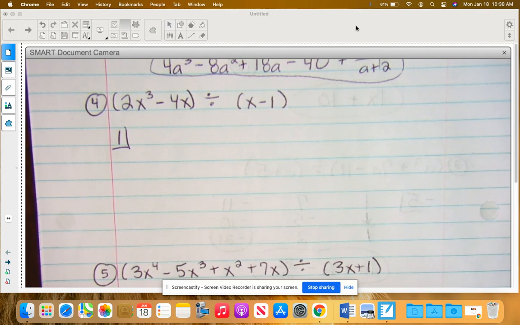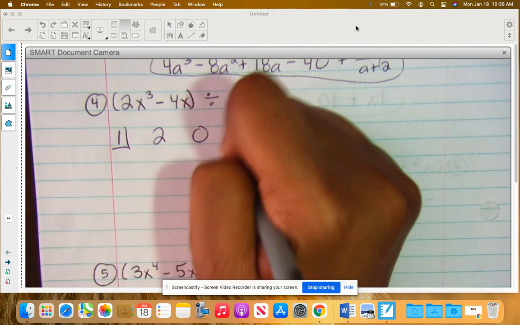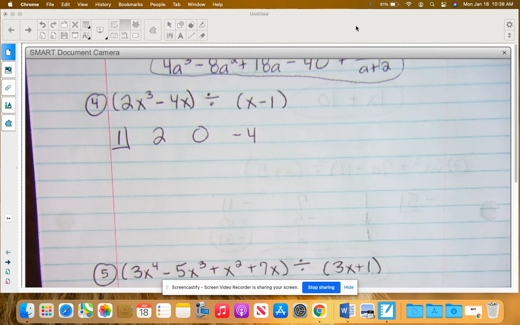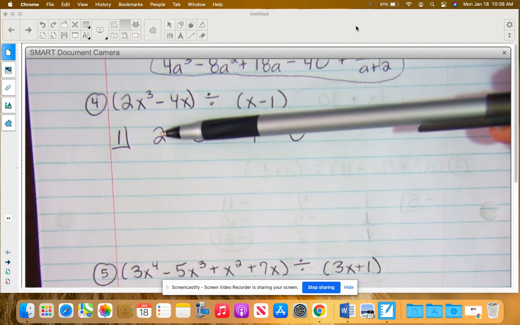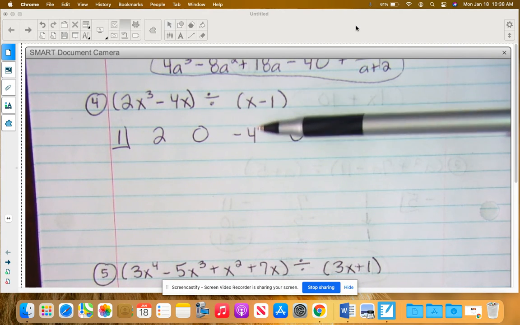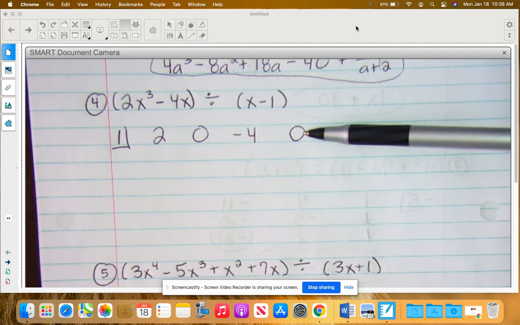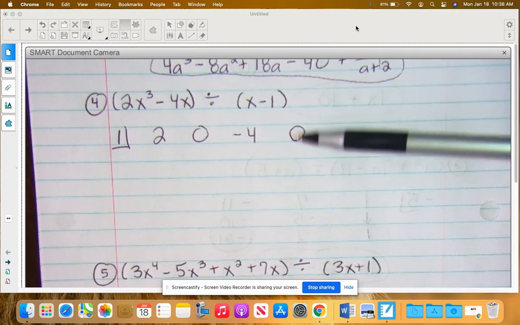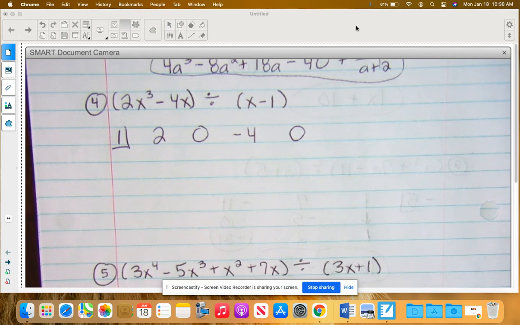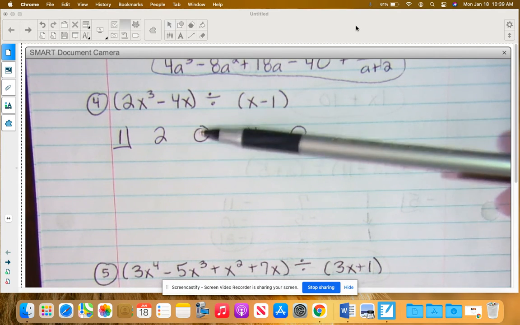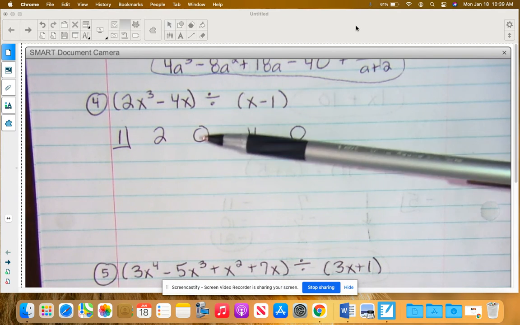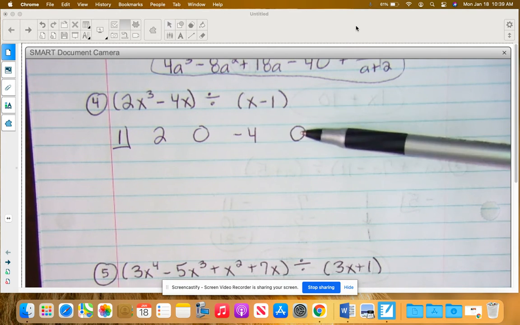So when I line up my coefficients, this is x to the third. 0 is my placeholder for x squared. Negative 4 is for x to the first power. And I need a placeholder for a number, like my regular constants. Near my coefficients go x to the third, x squared, x to the first power, regular x. So 3, 2, 1, nothing. So x to the third, x squared, x to the first power, and then my regular number.